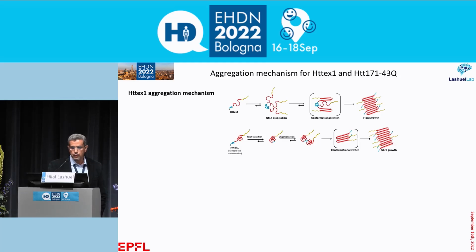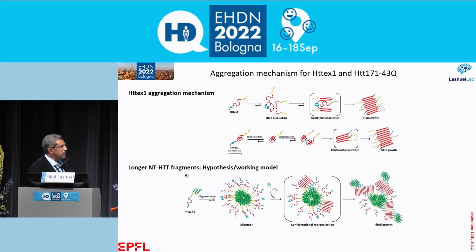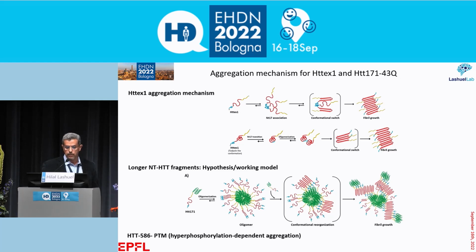And what we were able to show is that unlike exon 1, where the aggregation is driven by the NT17 and the polyQ, in the case of this long fragment, aggregation is actually driven by this globular domain, which is a helical domain. It drives the initiation of aggregation into these amorphous aggregates, and the fibrils then grow at the end of these dense structures. And we can show that this is the mechanism because if we take mutant 171 and add an excess of only this domain, we can actually block the aggregation of this protein in vitro.